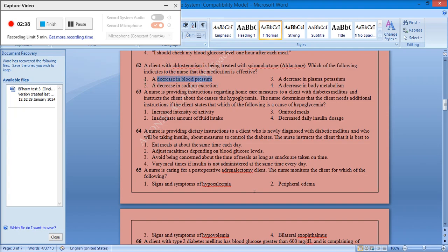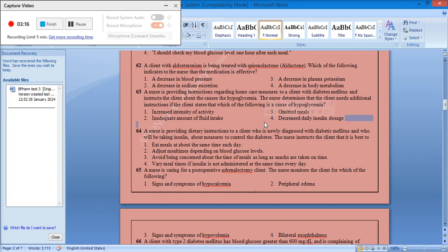63. A nurse is providing instruction regarding home care measures to a client with diabetes mellitus and instructs the client about the causes of hypoglycemia. The nurse determines that the client needs additional instruction if the client states that which of the following is a cause of hypoglycemia? 1. Increased intensity of activity. 2. Inadequate amount of fluid intake. 3. Vomited meals. 4. Decreased daily insulin dosage. The correct answer is 4. Decreased daily insulin dosage.